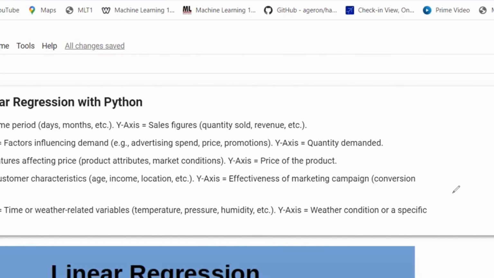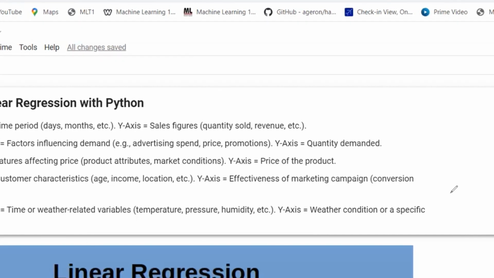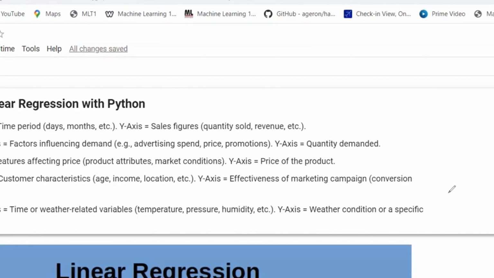Today we'll discuss understanding linear regression with Python. So five important applications are sales forecasting, demand forecasting, price prediction, target marketing, and weather forecasting.